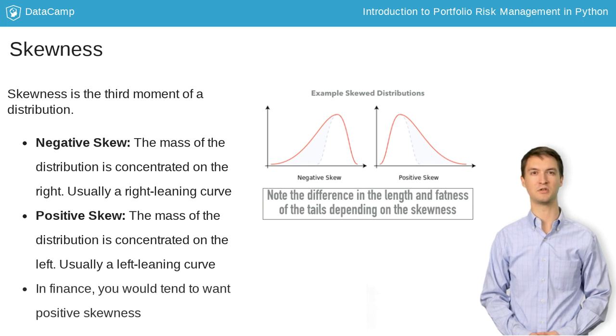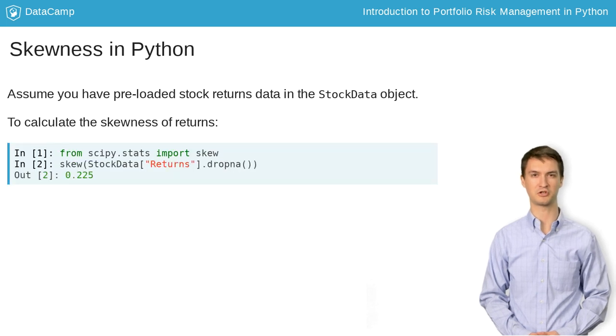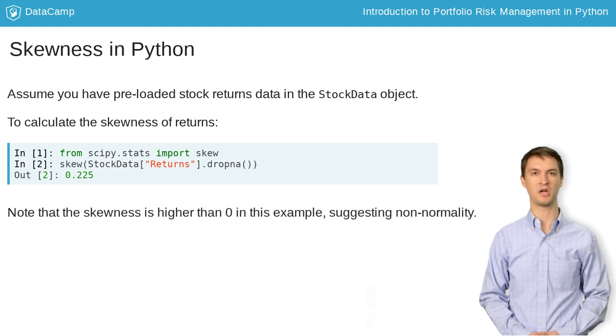In finance, you would tend to want positive skewness, with a higher probability of significantly good returns on the right-hand side of the distribution and a compressed, predictable left-hand distribution of negative returns. To calculate the skewness of a return distribution, simply call the skew function after importing skew from scipy.stats. Be sure to drop any NA values using the dropna method. Skewness above 0 indicates possible non-normality, which, once again, you can expect to find in financial returns.